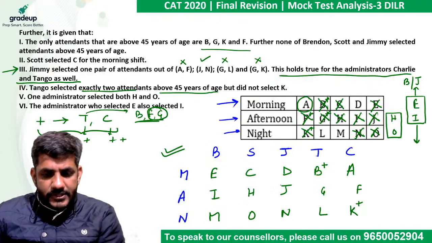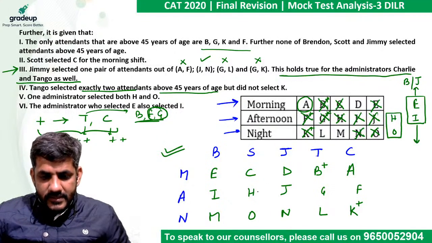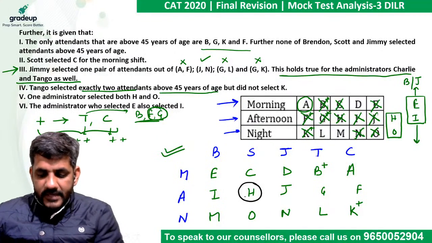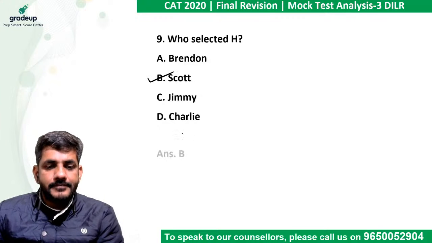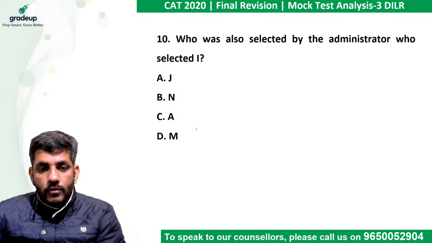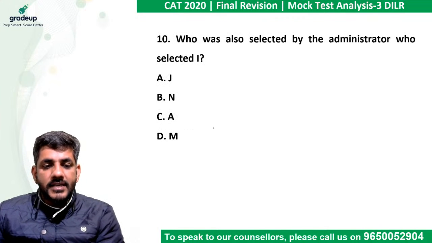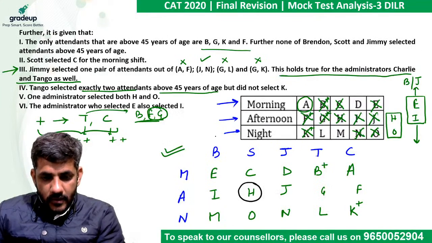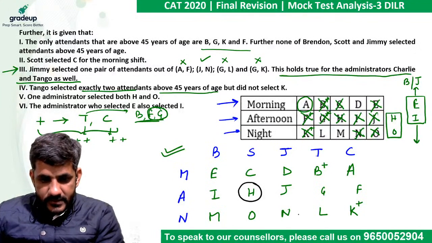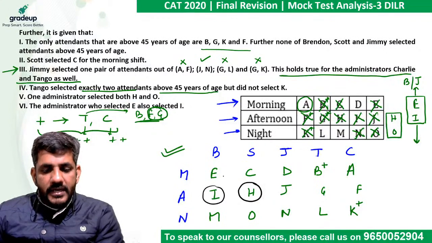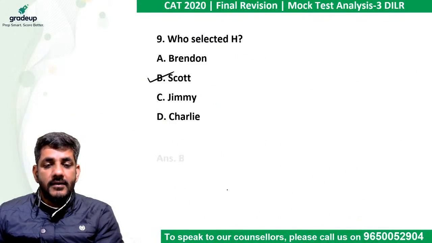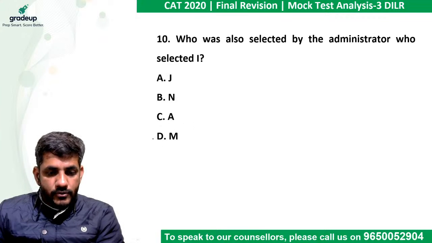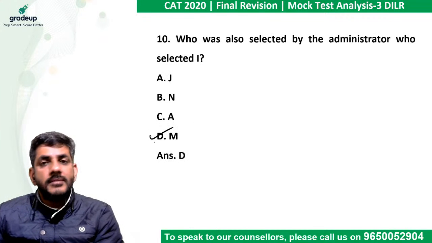Who selected H? So who selected H? Let's look at the answer. So Scott selected H. So the answer is Scott. Next, who was also selected by the administrator who selected I? Who selected I? जिसने I को select किया है उसने E और M को भी select किया है. So my answer is E और M में से जो भी आएगा M आया हुआ है. So M is the answer.